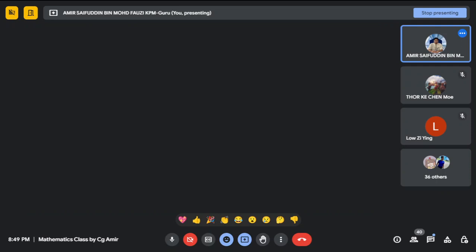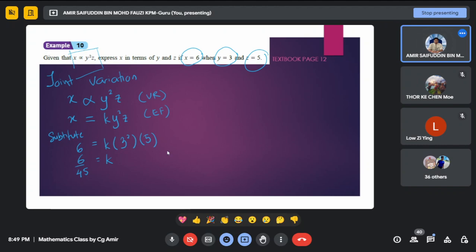Okay, then simplify that one. 6 over 45, divide by 3. 6 divided by 3, you got 2, so k equal to 2. 45 divided by 3 is 15. I just simplify the number.